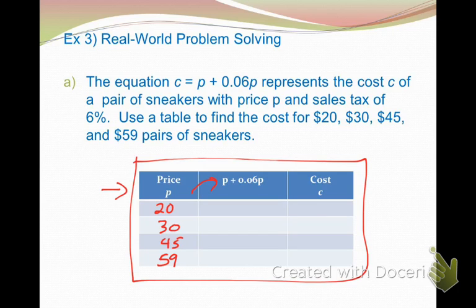So this is what the first one would look like. You would go 20 plus 0.06 times 20. And your answer will go into the C. So this is the time I don't have a problem with you using your calculator. So you would put in your calculator, you would say 20 plus 0.06 times 20, and you would get $21.20.